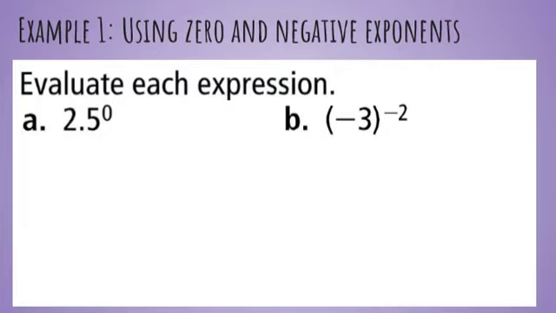Example 1 is using zero and negative exponents. So for our first problem, we have 2.5 to the 0 power. Again, anything to the 0 power is going to simplify to 1. So 1 is our answer here.